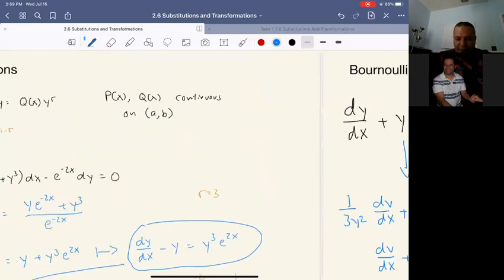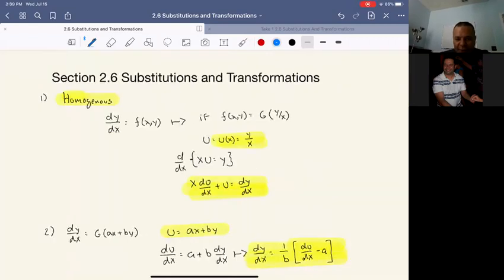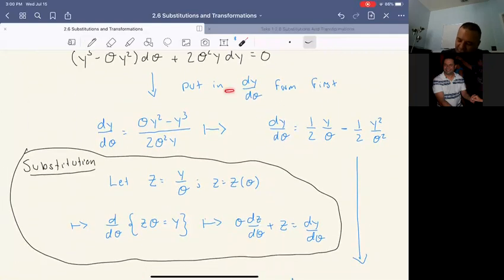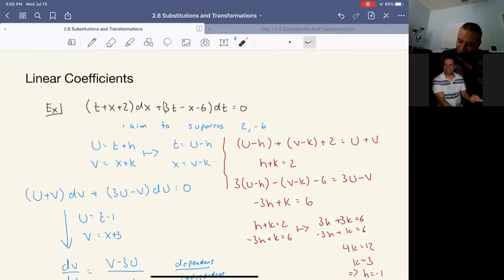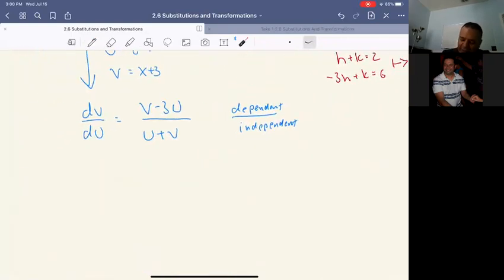If you look back to our beginning, dy over dx, you had the y over x here. We did the same thing. dy over d theta, we put y over theta. So now here, let's call it z. I like z for whatever reason. z equals v over u. So we're going to factor out the u.